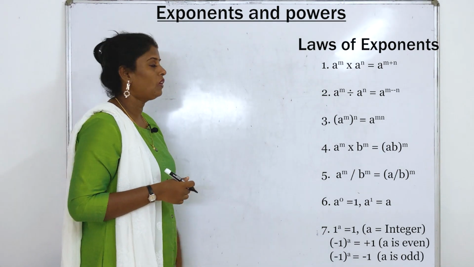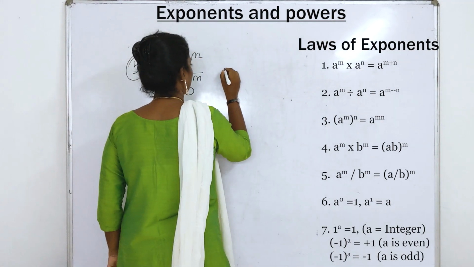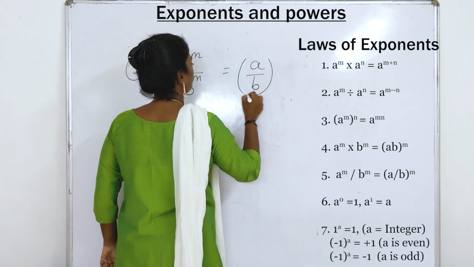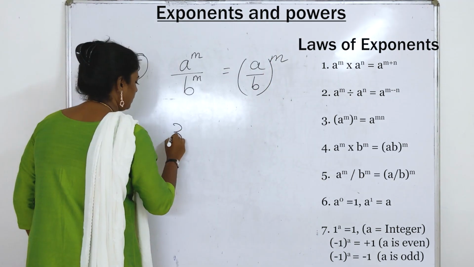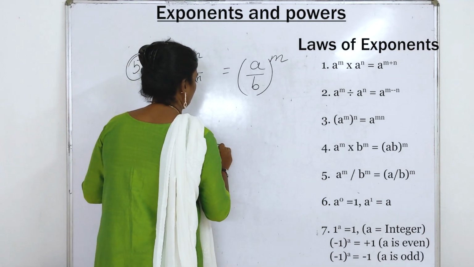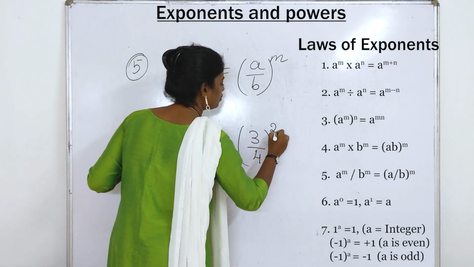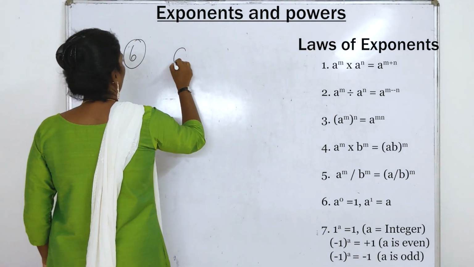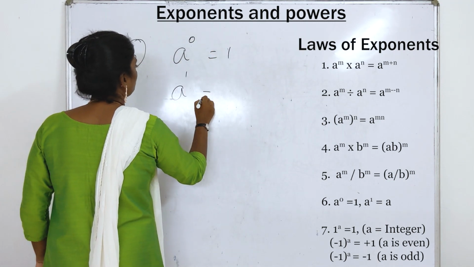And the fifth law is a power m divided by b power m. This is equal to (a by b) to the power m. For example, if we have 3 power 2 divided by 4 power 2, this is equal to (3 by 4) to the power 2. And the sixth law is a power 0 equal to 1 and a power 1 equal to a.